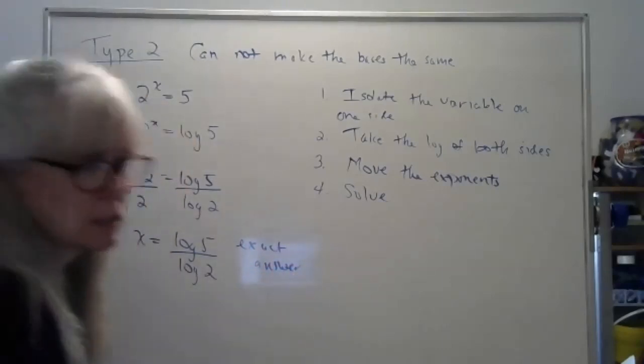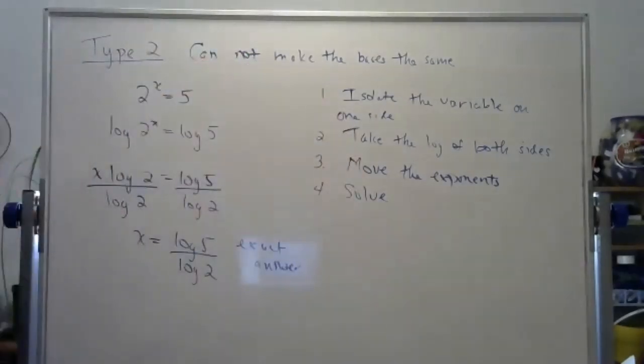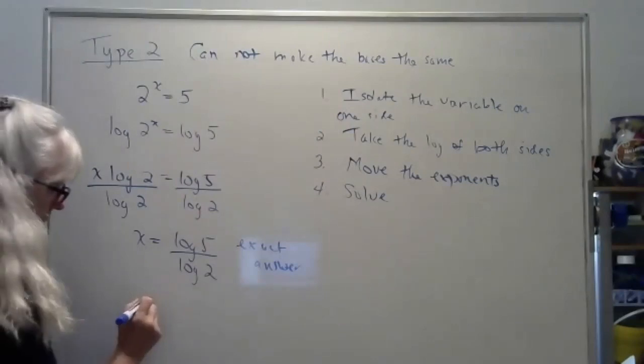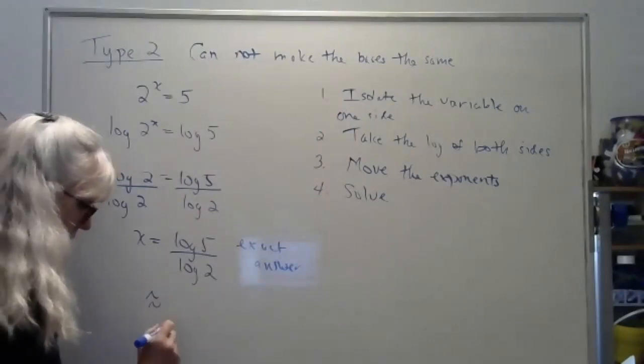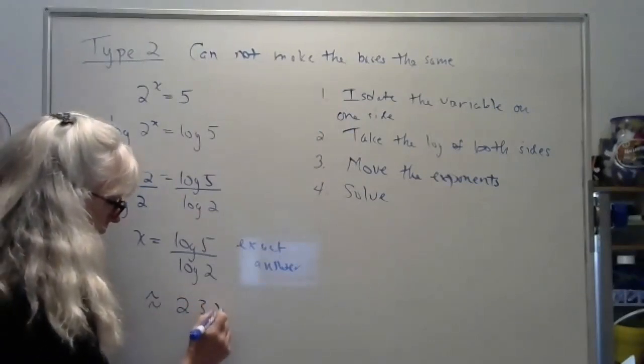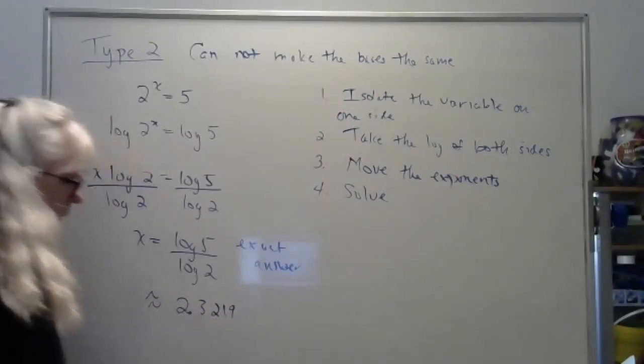Depending on the homework question, sometimes they'll want a decimal equivalent again. So I'm going to do log 5 and then divide it by log 2. And we end up with x is approximately equal to 2.3219.